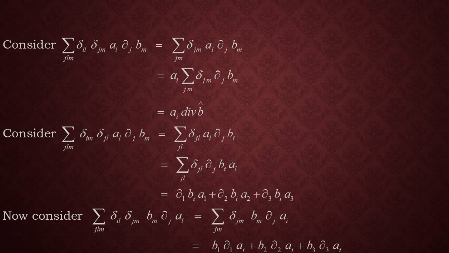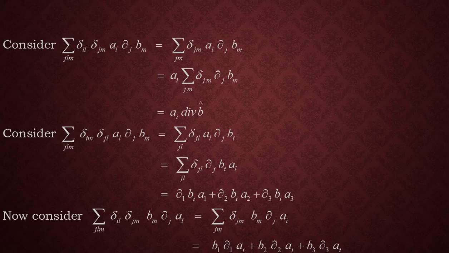lj delta sub lj al dou j bi. Of course, we can write sigma suffix jl delta jl al dou j bi also. Now we have to expand this summation by taking j equals 1, j equals 2, j equals 3 and l equals 1, l equals 2 and l equals 3.